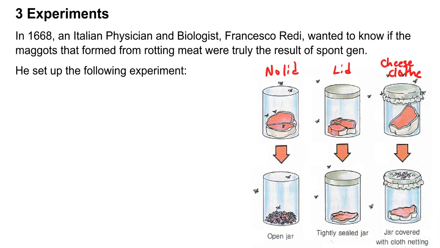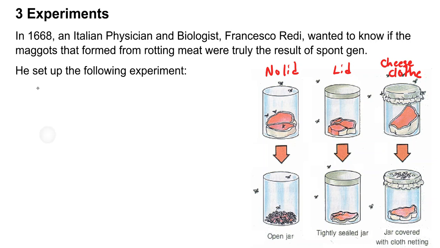Now, in all three cases, the meat spoiled still. Yes, it still rotted. But the meat did not form maggots in the two jars where there was some sort of a cover. There was a barrier between the meat and the flies.